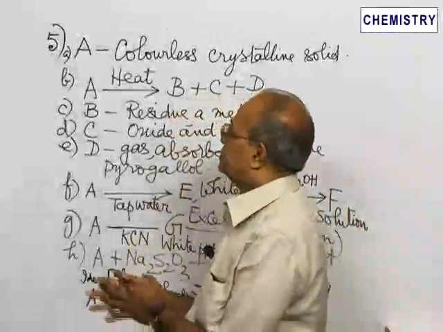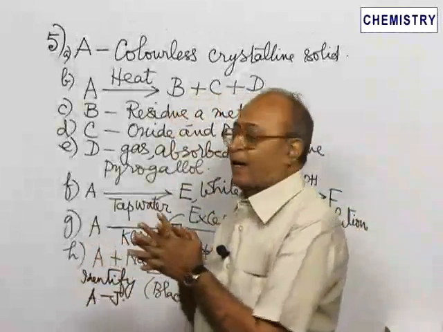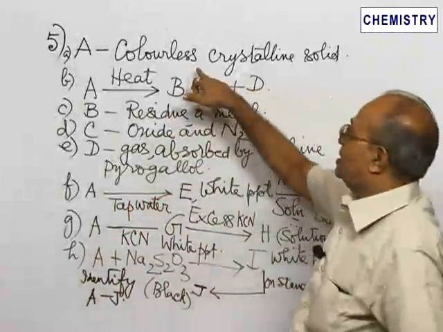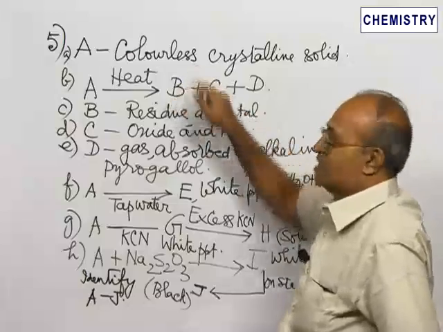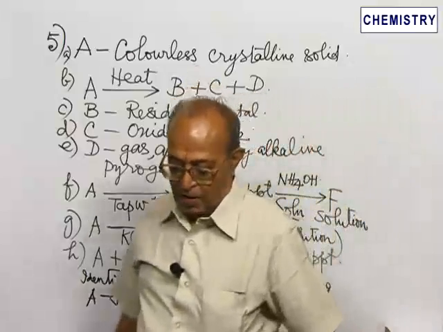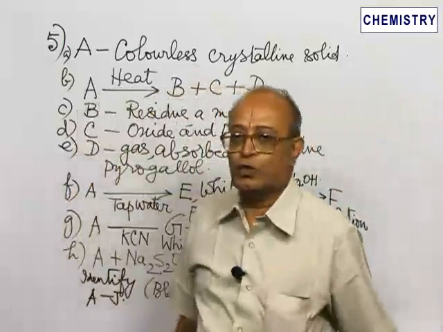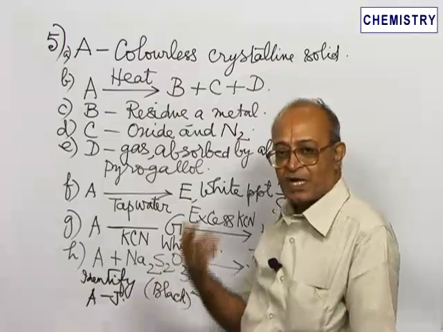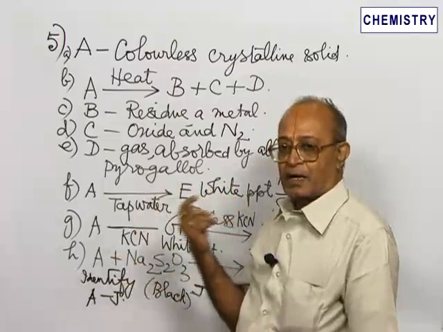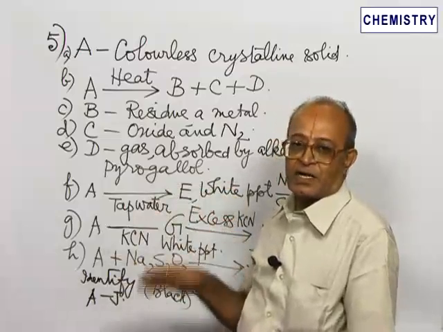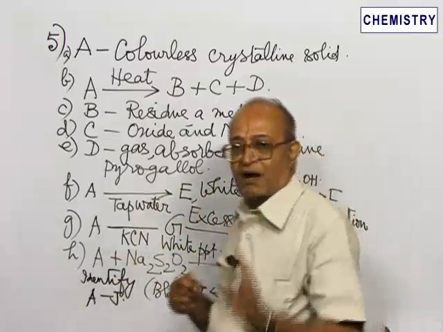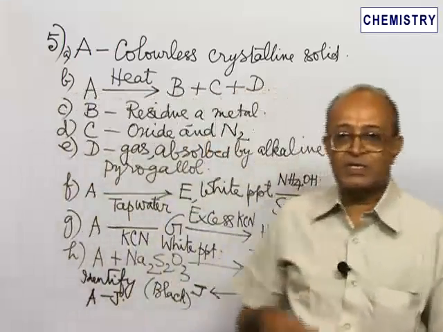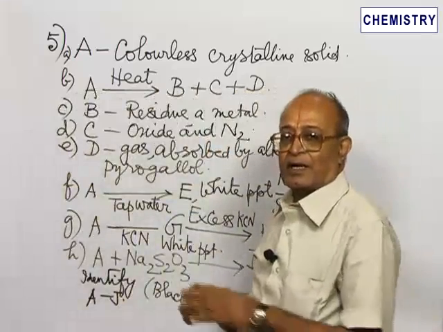Next, this problem, an inorganic salt A is given. It is a colorless crystalline solid. Of course, in the last class itself I have told you, if a salt is colored, that means presence of copper, nickel, manganese, iron salts and so on. If a salt is colorless, it indicates the absence of copper, nickel, etc.